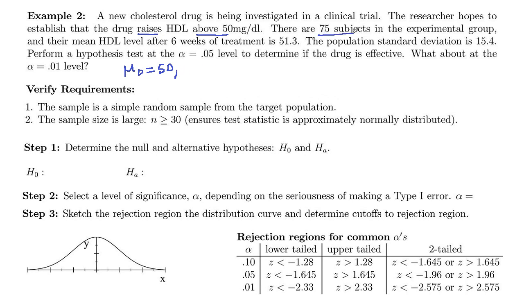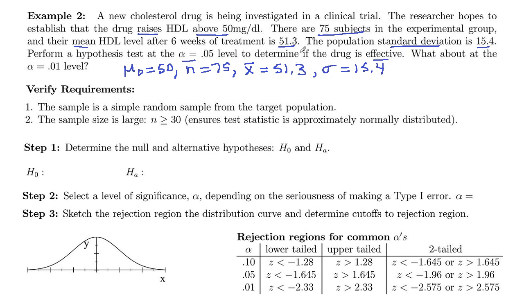There are 75 subjects. That will be our sample size n. In the experimental group, their mean HDL after 6 weeks of treatment is 51.3. So that's our sample mean, X bar, 51.3. Population standard deviation here is 15.4. So sigma is 15.4. Perform a hypothesis test at alpha is 0.05 to determine if the drug is effective.